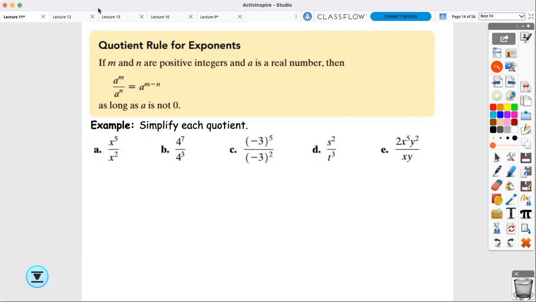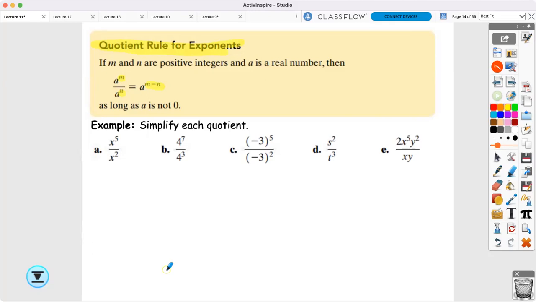All right. So let's take a look at this quotient rule, class. It says the quotient rule for exponents is if m and n are positive integers and a is a real number, then a to the m over a to the n equals a to the m minus n. So notice that we're doing the top minus the bottom. So now we know for this one, we're gonna be subtracting the exponents, right?